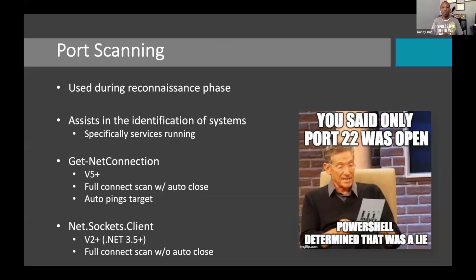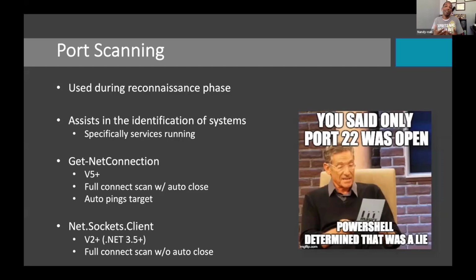Now, from the perspective of port scanning, we can do that with PowerShell. I don't have to use Nmap or some other tool. This allows me to probe a port and see if it's actually open. From PowerShell v5 and newer, we have Get-NetConnection. This is going to do a full scan with an auto close. It also pings the target beforehand, so I don't really care for it. It's a little bit slower.